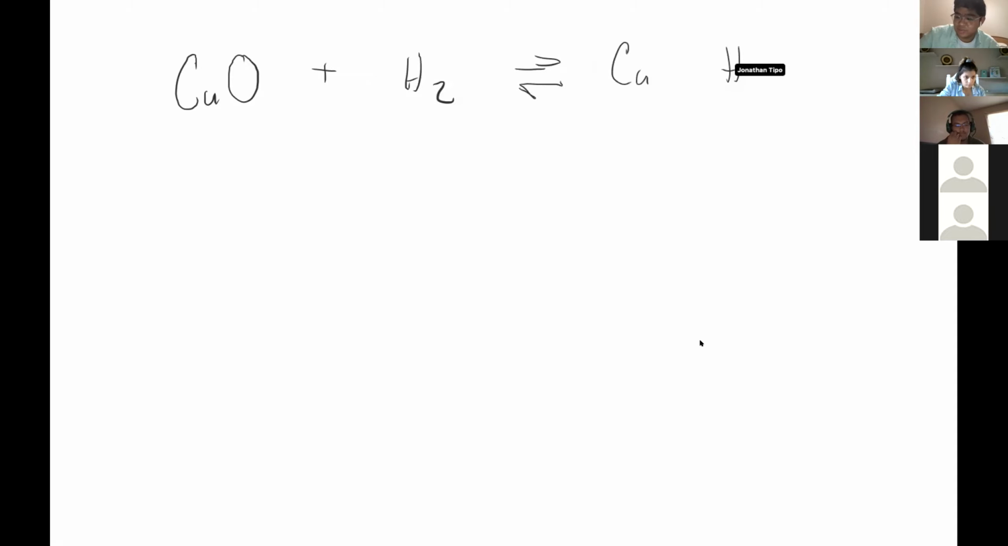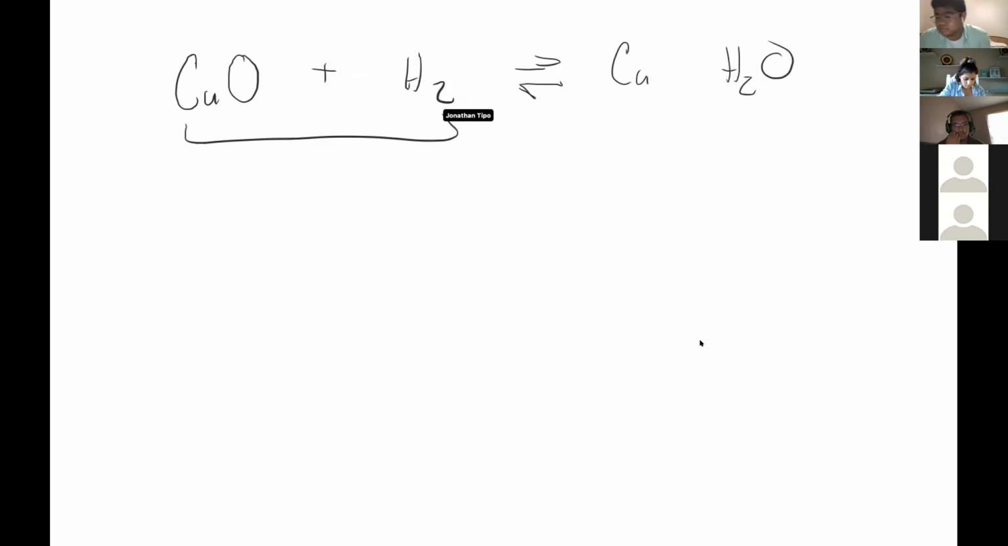Okay, so let's try to break this down. So copper oxide. Is that copper 2 oxide? Do you know? All right, it says copper. All right, well, let's say it's copper 2 oxide, right? That CuO reacts with hydrogen gas, which is H2, at high temperatures, making copper metal and water vapor.